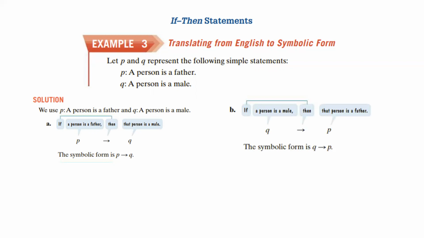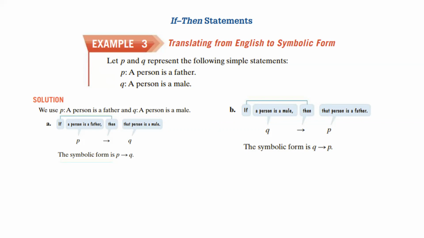Or if I wanted to say, if a person is a male, then that person is a father, then it seems like these are the same thing. If this was an AND statement, order doesn't matter, so these would be the same symbol. Here order does matter. So P arrow Q and Q arrow P are very different statements. They're very different symbolic forms, or I guess compound statements, if we're going to be a little bit clear. And so just be aware of that.